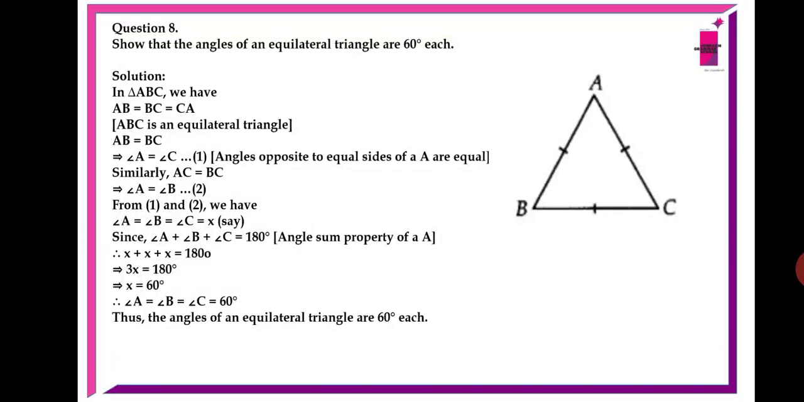Since angle A plus angle B plus angle C equals 180 degrees, angle sum property of a triangle, x plus x plus x equals 180, and 3x equals 180, and x equals 60 degrees. So therefore angle A equals angle B equals angle C equals 60 degrees. Thus the angles of an equilateral triangle are 60 degrees each.